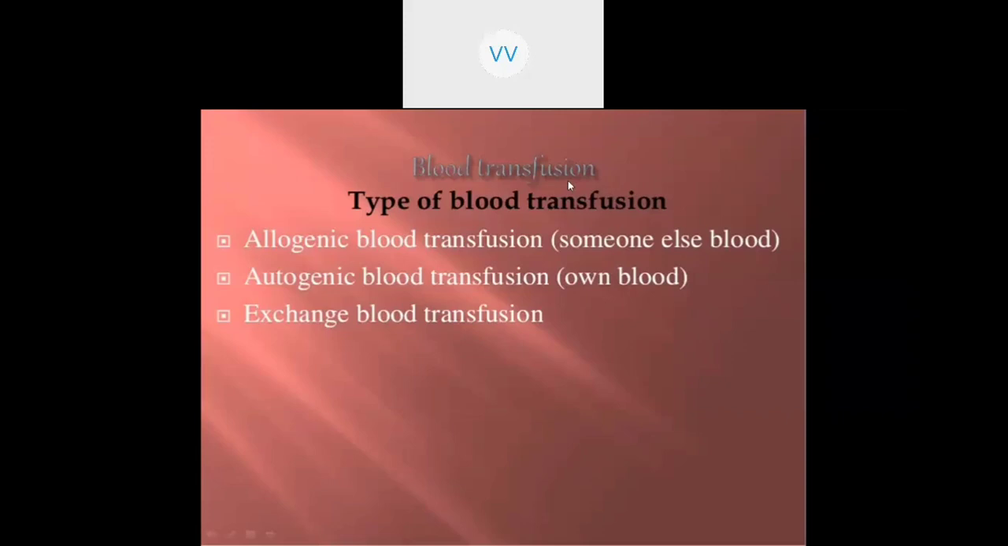Allogenic, keep in mind these 3 types are very important. Allogenic is someone else's blood. I donate blood to you. That is allogenic, I am donating the blood to you. Someone else, you don't know, person XYZ is donating the blood. That is allogenic blood transfusion.